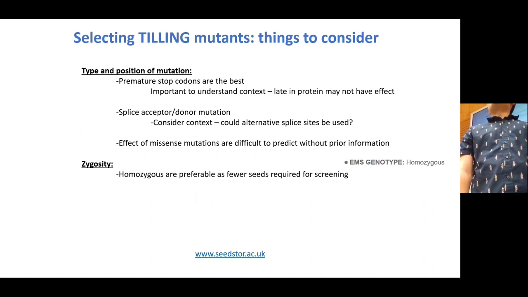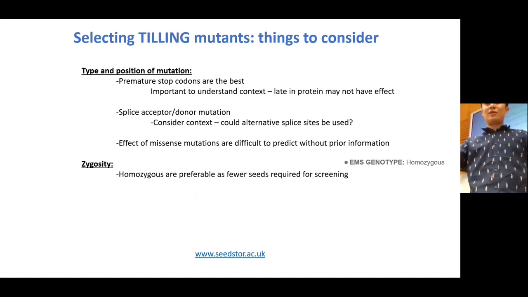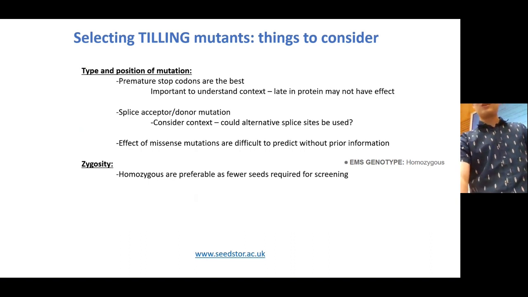So the lines are sequenced at M2 and some of the mutations are still heterozygous in the second generation. So typically you get the seeds from M4, which is later on. So if you select a heterozygous plant, you might need to do some screening in your M4, in which Catherine will touch on how to screen these mutants. So that's something to consider as well.